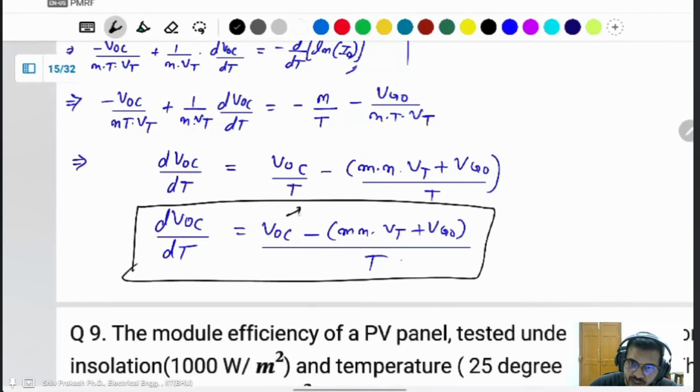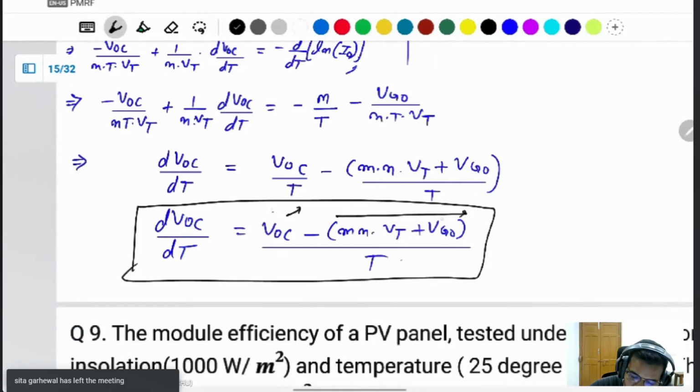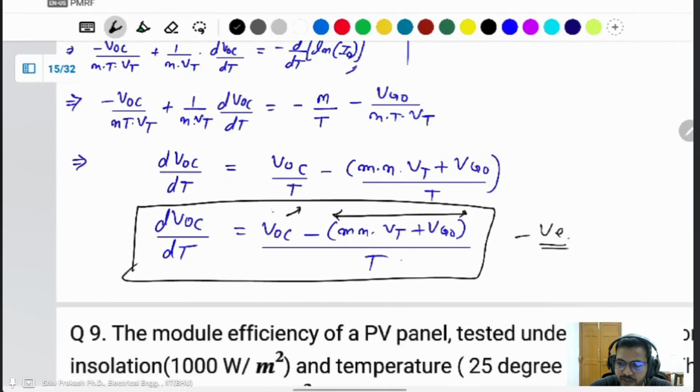The open circuit voltage of a cell is very small, like 0.6 volt for silicon, as for a PN junction diode. M is 1.5 for silicon and N is 2 for silicon. Vt is the temperature coefficient voltage, like T by 11,600, plus VGO. VGO is 1.16 something. Then the whole value of this one will be greater than this one. That's why the overall temperature coefficient will be negative.